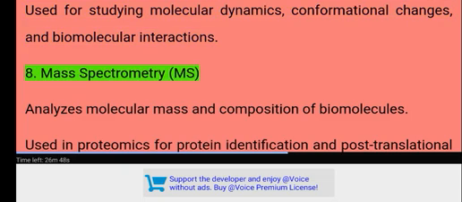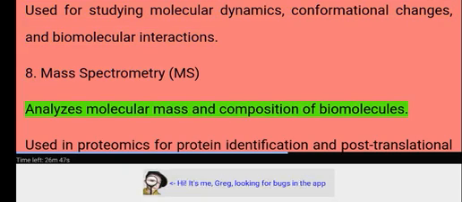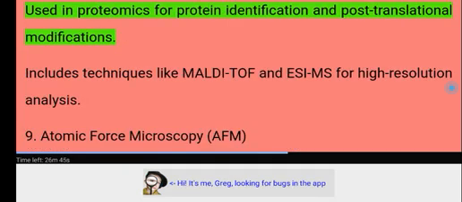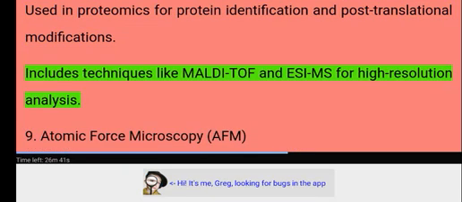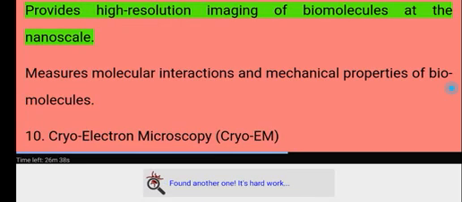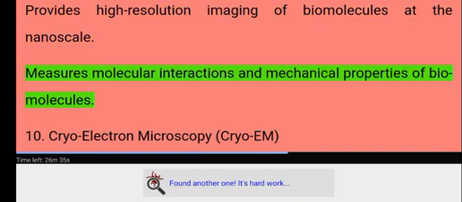8. Mass spectrometry, MS. Analyzes molecular mass and composition of biomolecules. Used in proteomics for protein identification and post-translational modifications. Includes techniques like MALDI-TOF and ESI-MS for high-resolution analysis. 9. Atomic force microscopy, AFM. Provides high-resolution imaging of biomolecules at the nanoscale. Measures molecular interactions and mechanical properties of biomolecules.